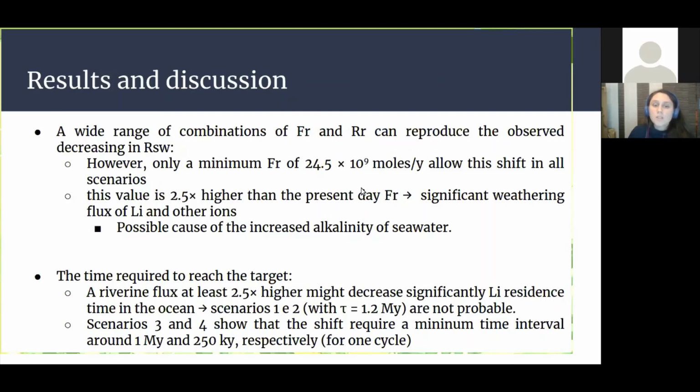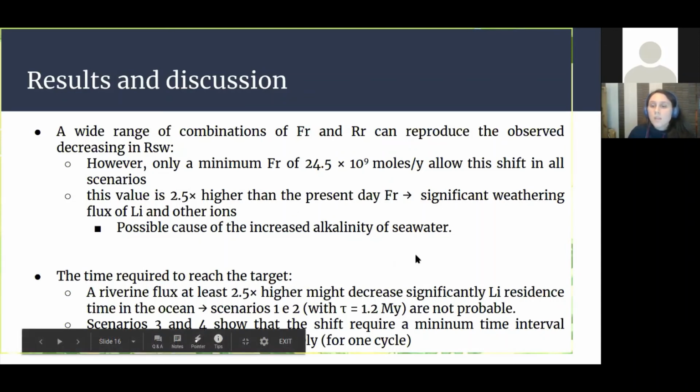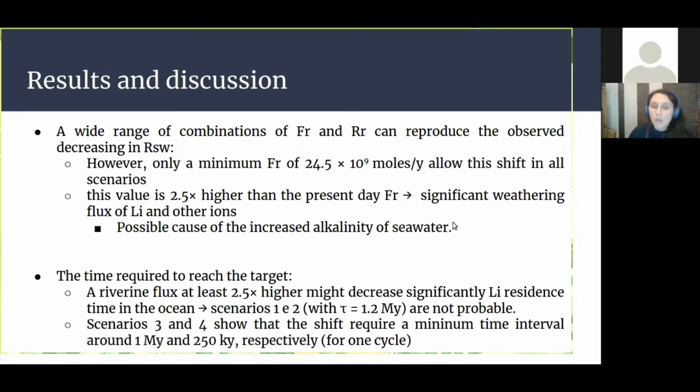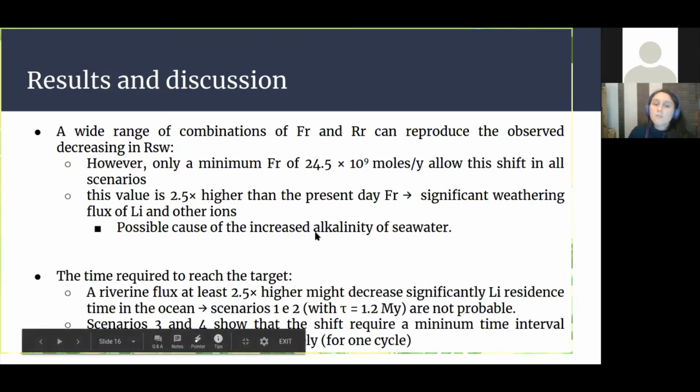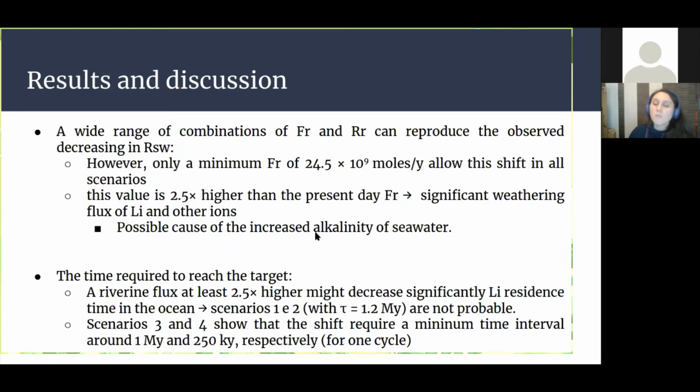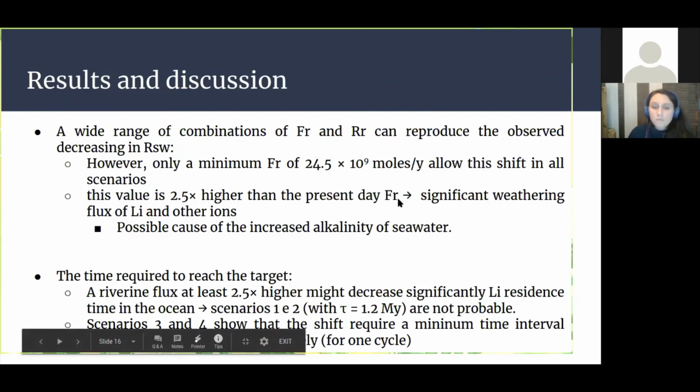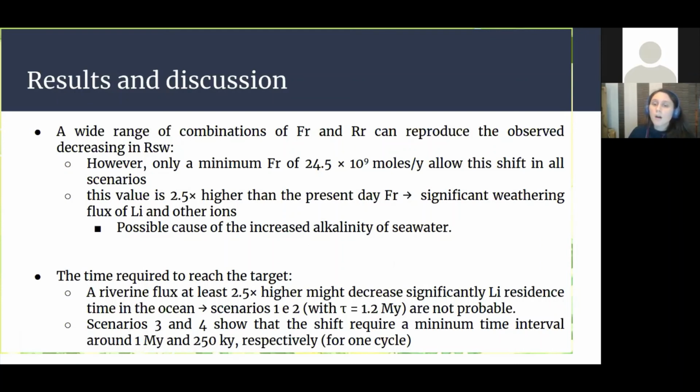About the time required to reach the target value, if you think about this very strong riverine flux that we found, this might significantly decrease the lithium residence time in the ocean. So we think that scenarios 1 and 2, where we consider the residence time at modern value, are not probable at all. So we just focus on scenarios 3 and 4. And these scenarios show that the shift required a minimum time interval of around 1 million years and 250,000 years, respectively. This is for one cycle, and we need to remember that in our records we have 2 decrease cycles. So this was the analysis for only one cycle.